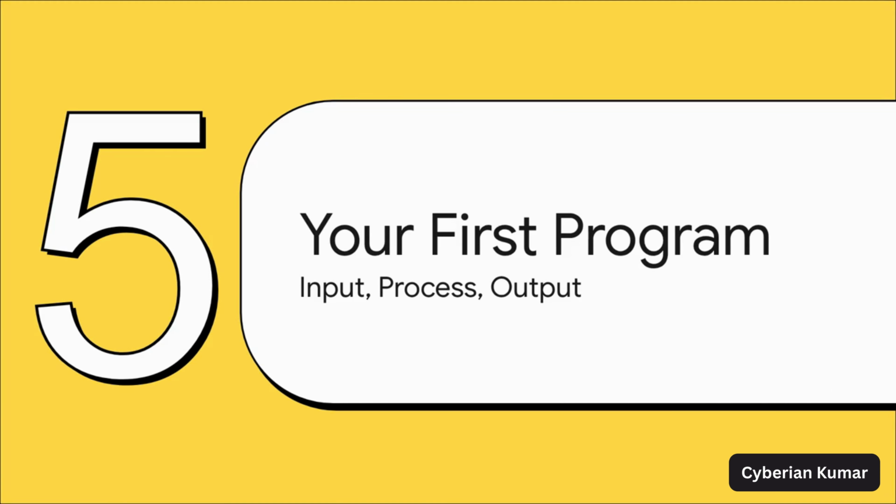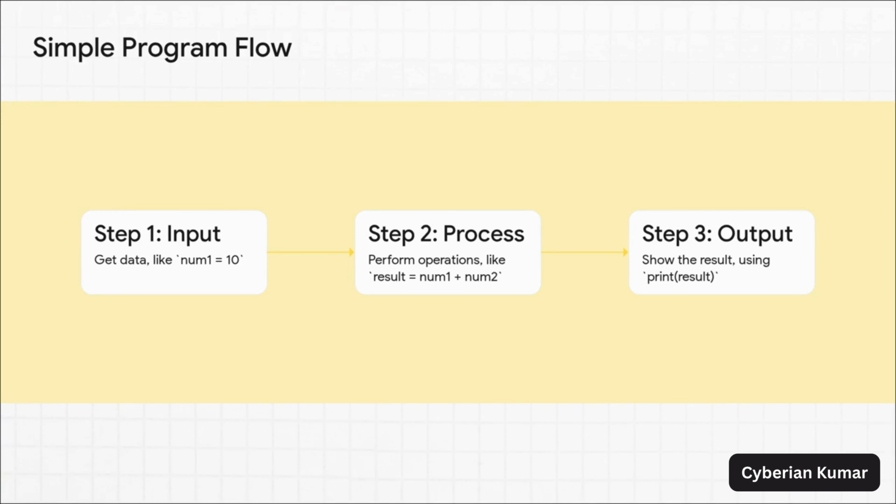All right, so we've seen all the individual parts. The variables, the data, the operators. Let's put it all together now and look at the flow of an actual working program. You know, it's funny. Almost every single program ever written follows the same basic pattern. Step 1, get some information. We call that input. Step 2, do something with that information. That's the process. And step 3, show the result. And that's the output. Input, process, output. That's the fundamental rhythm of programming.